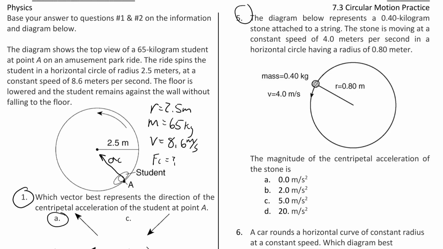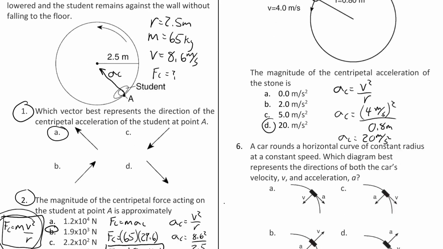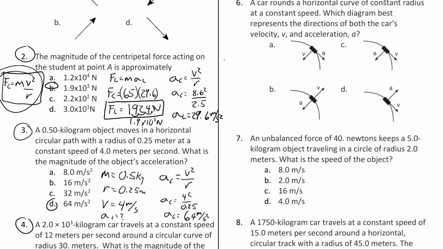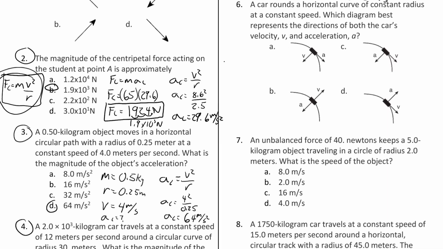Technically, you have to rewrite it. So a_c is equal to v squared over r, which is equal to 4 meters per second, the whole thing squared, the units are meters per second, divided by 0.8 meters. So you thought I was going to forget the units. I didn't. 4 squared divided by 0.8. That's 20 meters per second squared. Choice D.